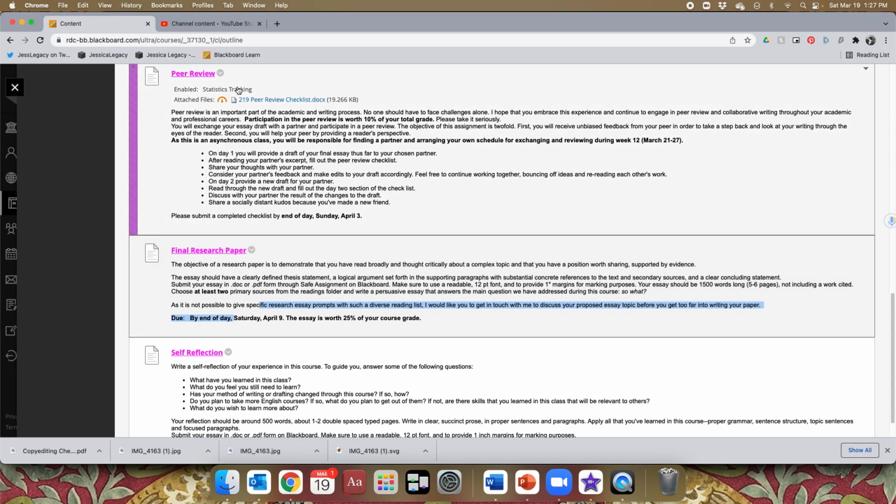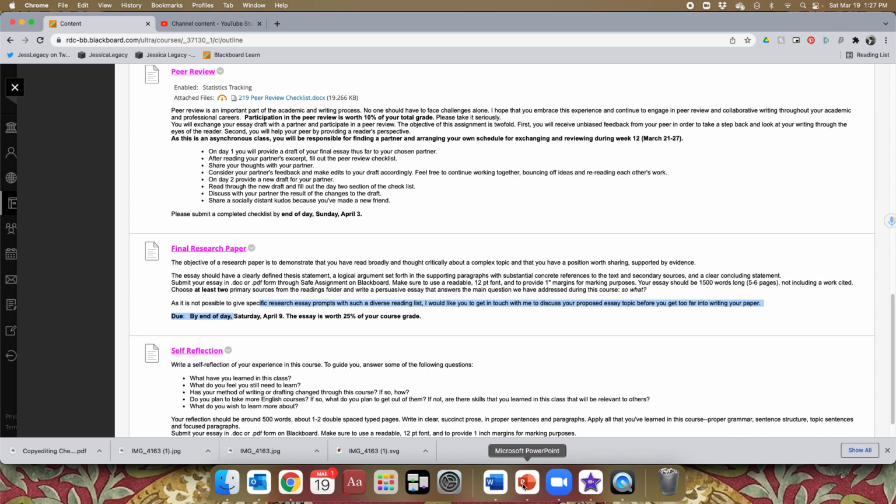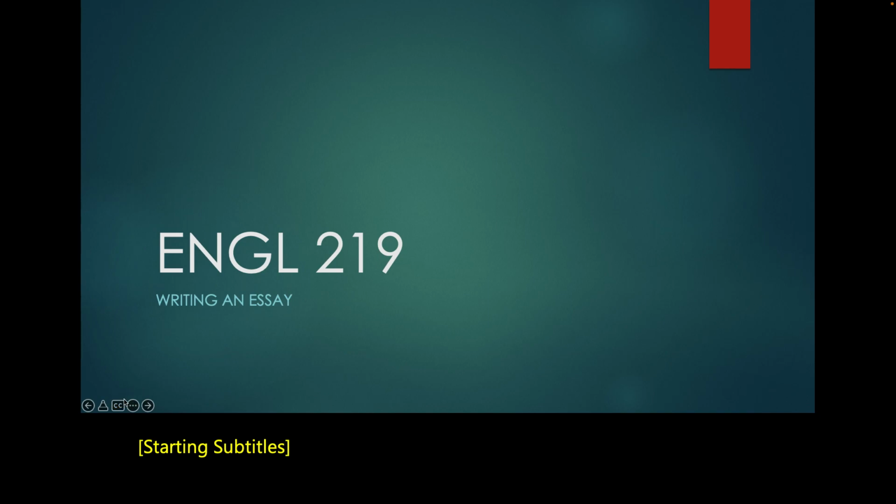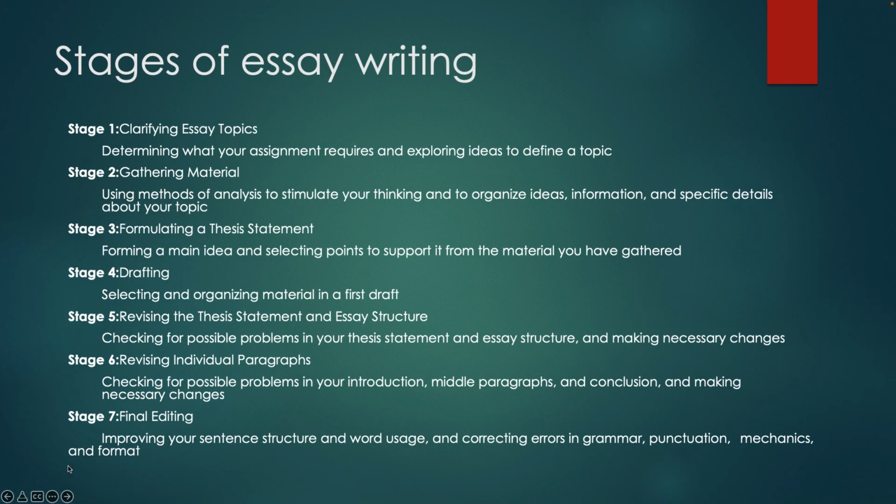So, final research paper. This is the stages of essay writing. I've broken it down into 7 stages. Well, actually, Laura and Roger Davis, Doctors Davis and Davis, broke it down into these 7 stages, and they work great. So this is basically what you are going to do over the next couple of weeks to produce a solid piece of writing.